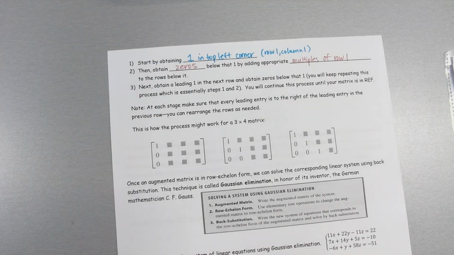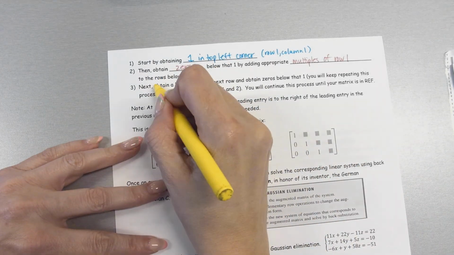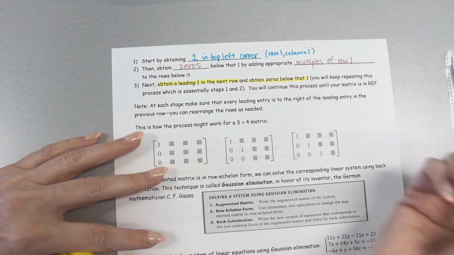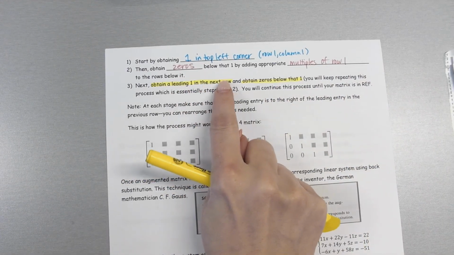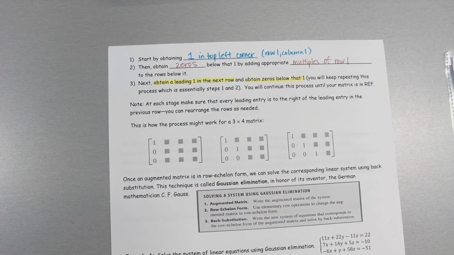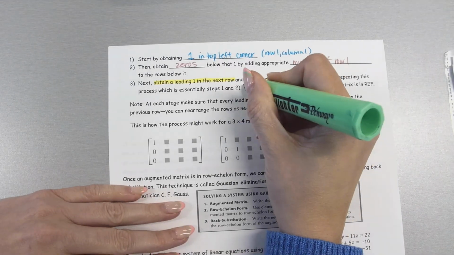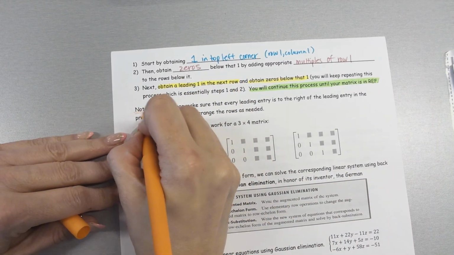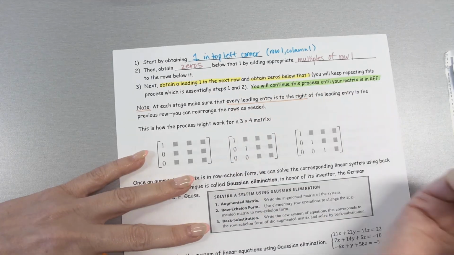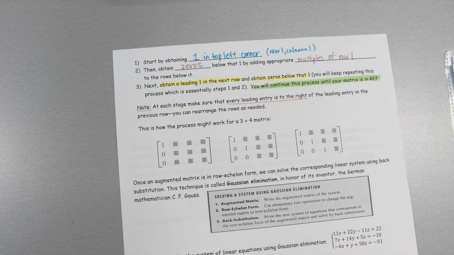And then that process repeats. Then you obtain a leading 1 in the next row, and then you do zeros below that. So instead of multiples of row 1, once you do it in row 2, then you do the multiples of row 2. Okay, and you just continue that process until your matrix is in REF form. Now, at each stage, you want to make sure that the leading entry is to the right. Okay, so at each stage, we just make sure that every leading entry is to the right of the leading entry in the previous row, and we can rearrange the rows if we need to.